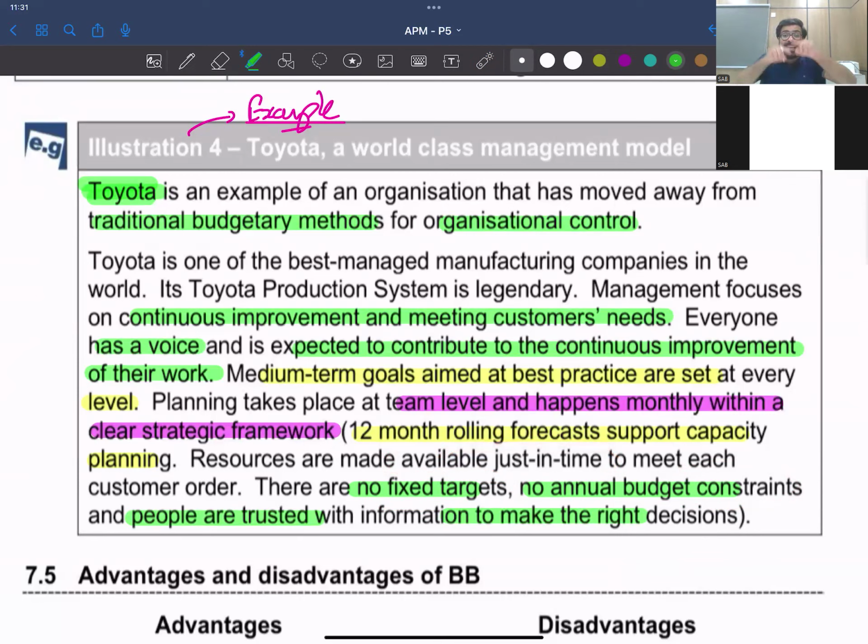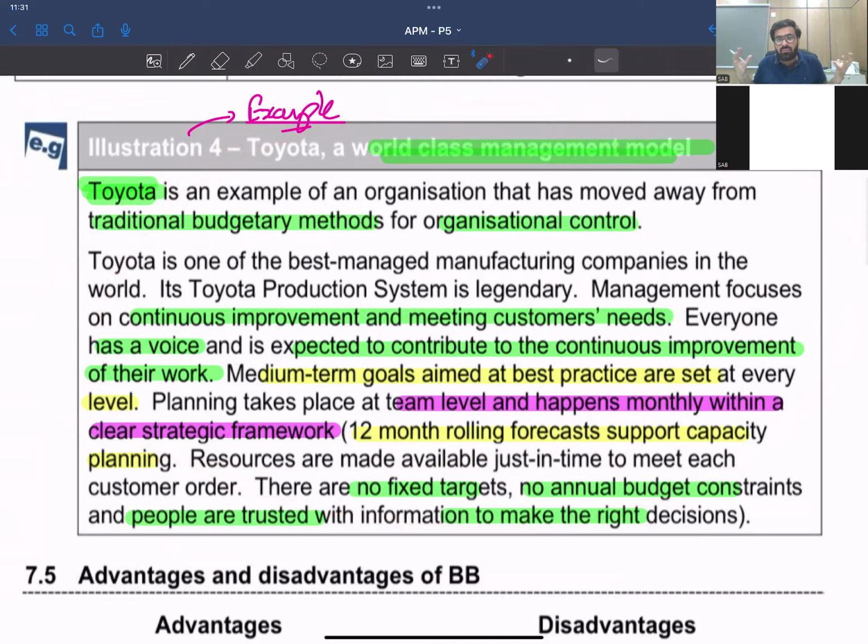You ask your people, those who are dealing with the problem, to take the right decision. Now, this is a world-class management model because in the traditional approach, you just give them a paper or budget and they have to follow. But here, you give them the decision-making power. There's no fixed thing. Take your decisions. There are no constraints. People are trusted. You allow them to take decisions. And this is why Toyota is numbered as a world-class model that follows beyond budgeting.